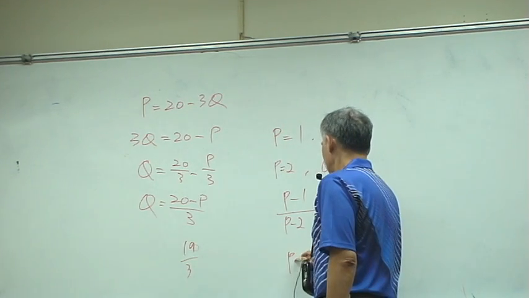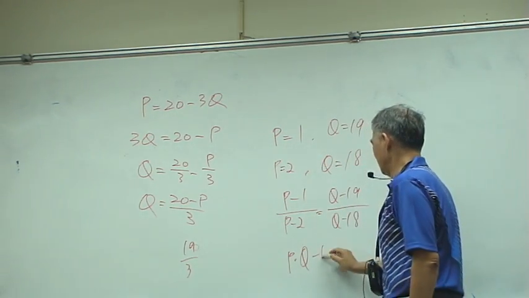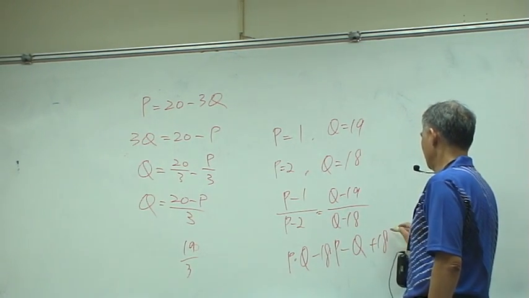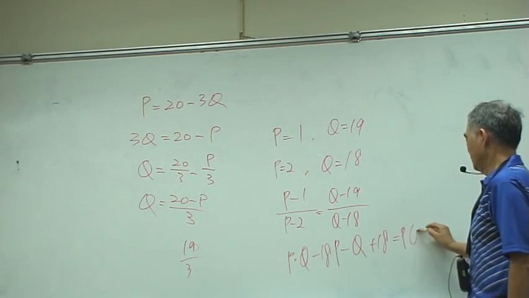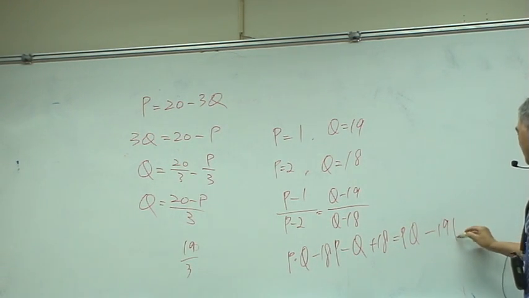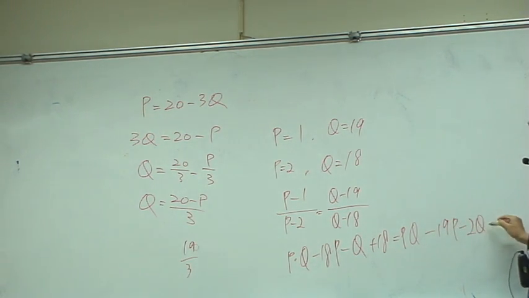So P times Q minus 18P minus Q plus 18 equal to P, Q minus 19P minus 2Q plus 38. Questions?